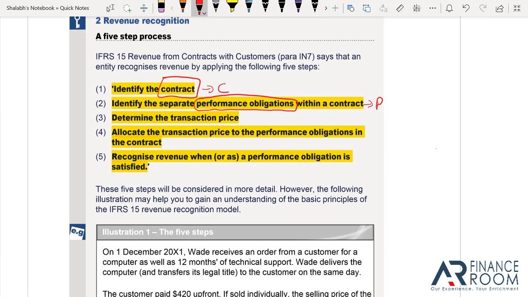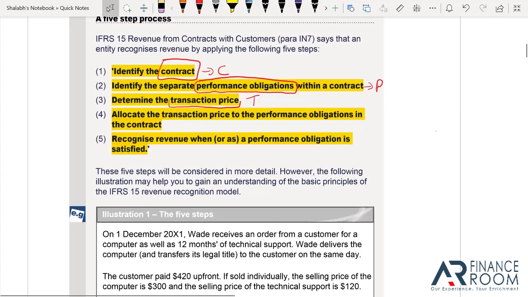Determine the transaction price. Now you need to determine what you are going to get paid for it. T, transaction price. Now allocate the transaction price to performance obligation. What is the keyword here? Allocation. See, if you go through these steps, the steps are going like this and then this and then this. I'll tell you how.